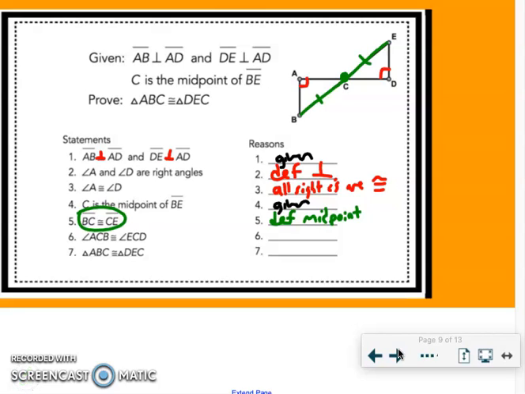Okay, then look at what they say next. ACB, that's this angle, and ECD, that's this angle. Why are they congruent? Because they are vertical angles. VAT. So that brings us to the last step. Why are the triangles congruent? Again, I have two pairs of angles and a pair of sides. The pair of sides is not in between the pair of angles, so we have AAS.